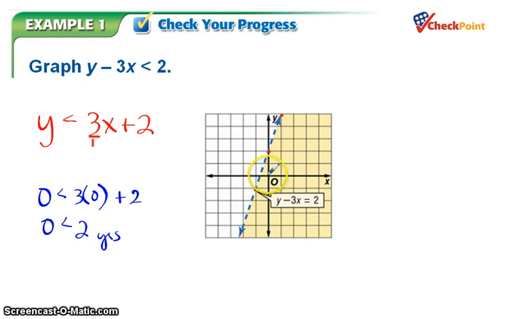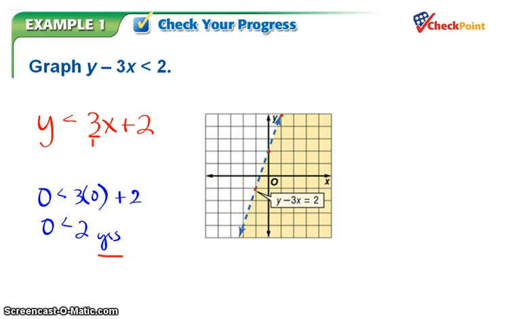So let's choose the point 0, 0, to determine if that point, the origin, is in our solution set or not. Well, if we plug 0 in for y and 0 in for x, we end up with the inequality 0 is less than 2. Well, 0 is less than 2, and that's a yes. So 0, 0 is in our solution set. So you're going to shade everything that is less than or below that boundary line. Everything that is less than or below that boundary line, because that 0, 0 is part of your solution, because this statement was true.